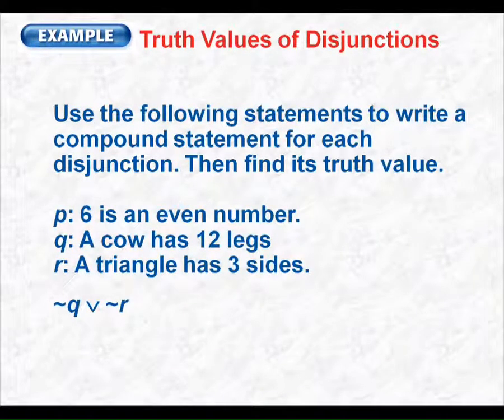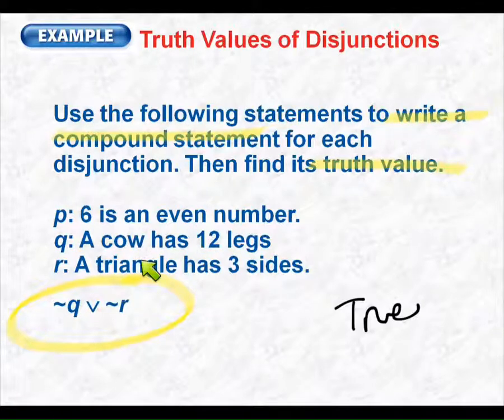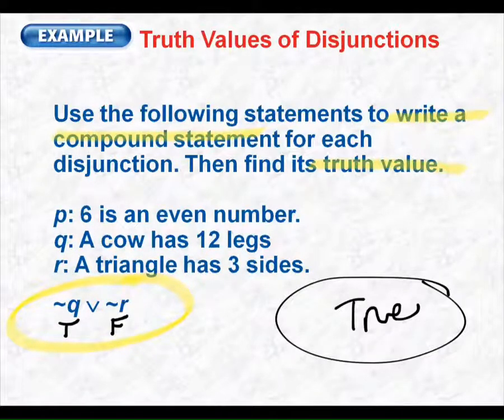Give you a second to look over this one. You write the compound statement, then find its truth value, and I'm looking right here. If you wrote out the compound statement, it would read, a cow does not have 12 legs, or a triangle does not have 3 sides. This statement itself would be true. This statement would be false, because a triangle does have 3 sides, right? But since I used the word or, only one of them has to be true. So the truth value of that disjunction is true.